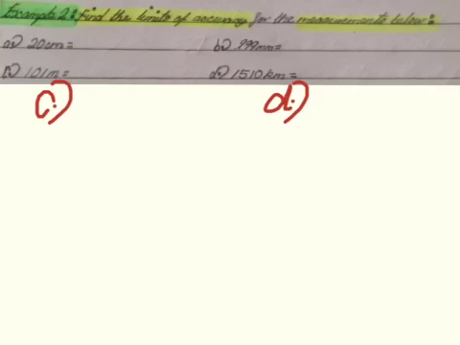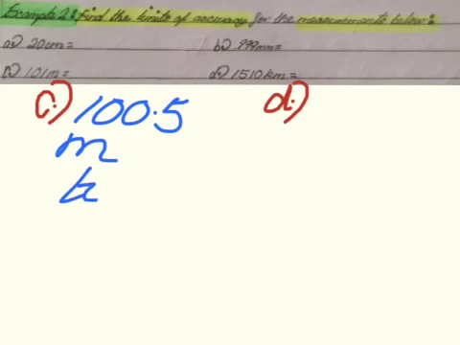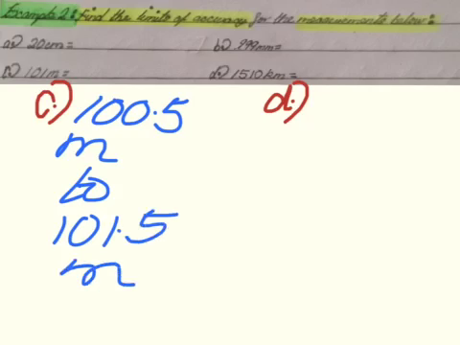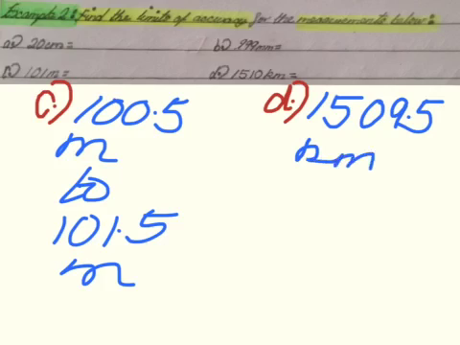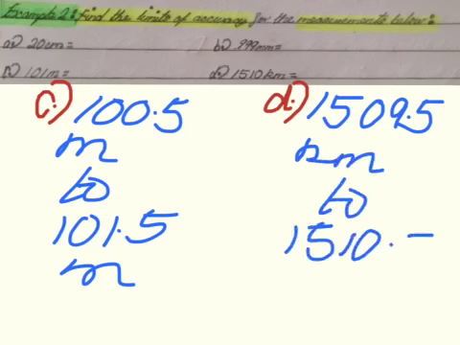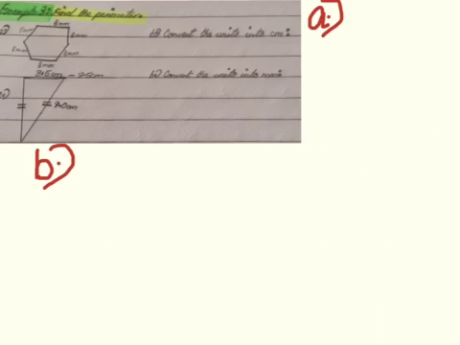Part C, it will be 100.5 meters to 101.5 meters. The next one may seem a little bit challenging, but it is not. You just need to look at it carefully. 1,509.5 kilometers to 1,510.5 kilometers. Example 3, find the perimeter.